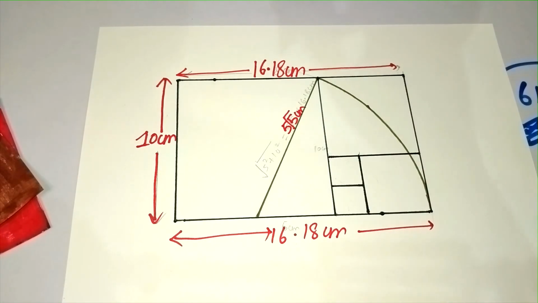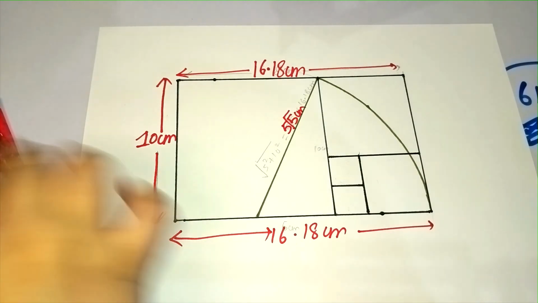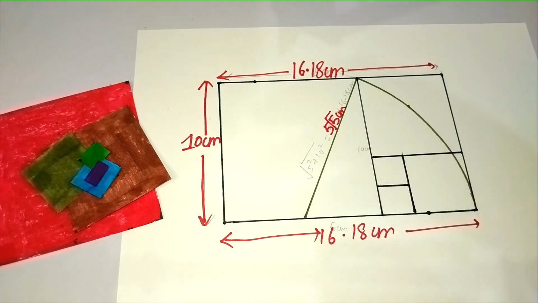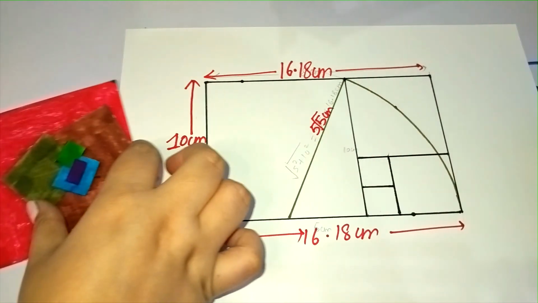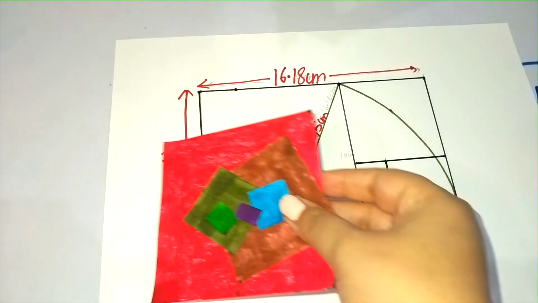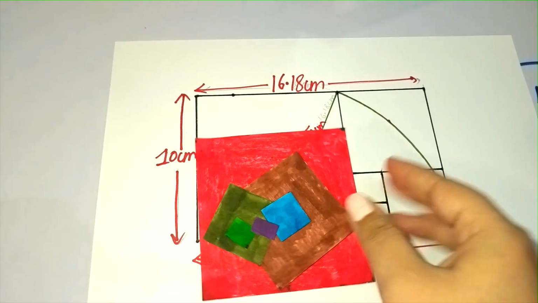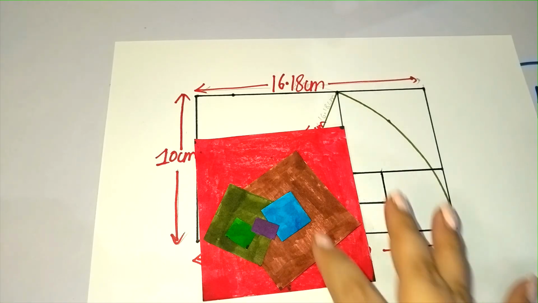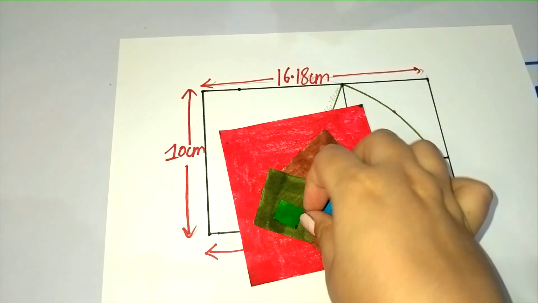So golden rectangle, remove squares, smaller golden rectangle, remove squares, smaller golden rectangle. So this property is called self-similarity. And I think this is one of the most beautiful properties of the golden ratio. The shape contains a smaller version of itself. You can see.